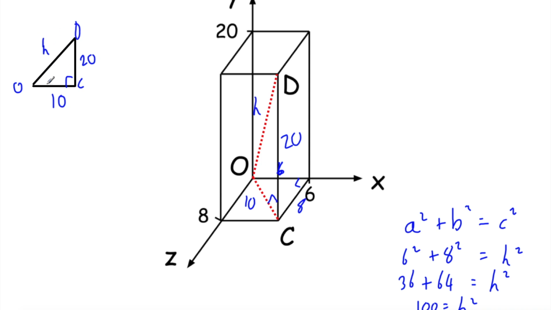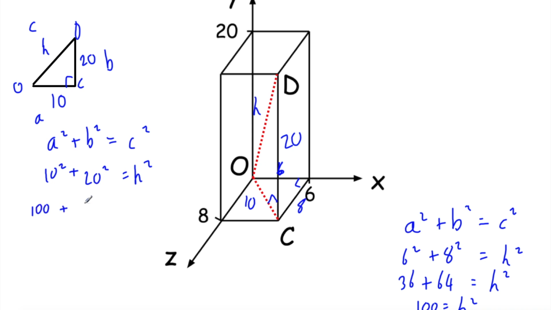Okay, so we want to find the length from O to D. So let's use Pythagoras' theorem again. That's going to be a squared plus b squared equals c squared. So a squared, that's going to be 10 squared, plus b squared, that's going to be 20 squared, equals c squared, that's going to be h squared. 10 squared, 10 times 10 is 100, plus 20 squared, 20 times 20 is equal to 400, is equal to h squared. h squared means is equal to 500.